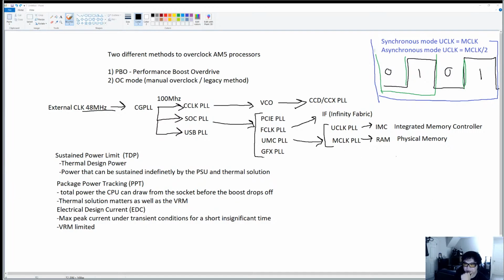Okay, so those are the main, these are like three major parameters that influence the boost behavior: the TDP, the PPT, and the EDC.